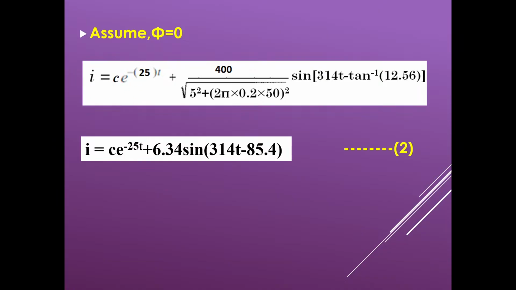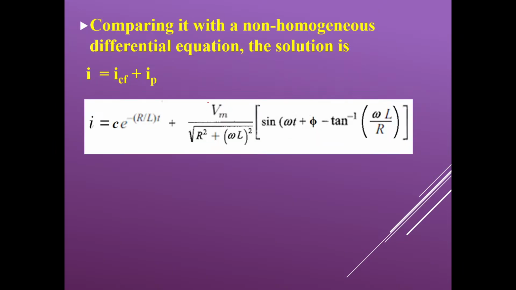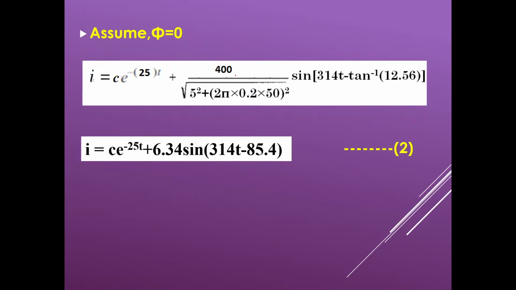You will get I equal to C e to the power of minus 25t plus, what is Vm? These are Vm. Vm is 400. So 400 divided by root of R square plus (2 pi into 0.2 into 50) whole square, sin 314t minus tan inverse of 12.56 you will get. Just simplify it further. You will get I equal to C e to the power of minus 25t plus 6.34 sin 314t minus 85.4.